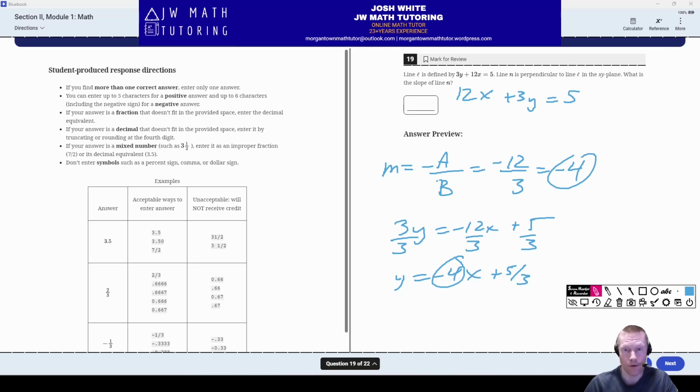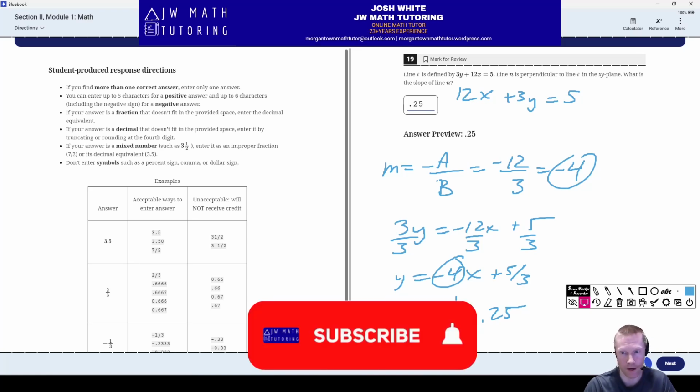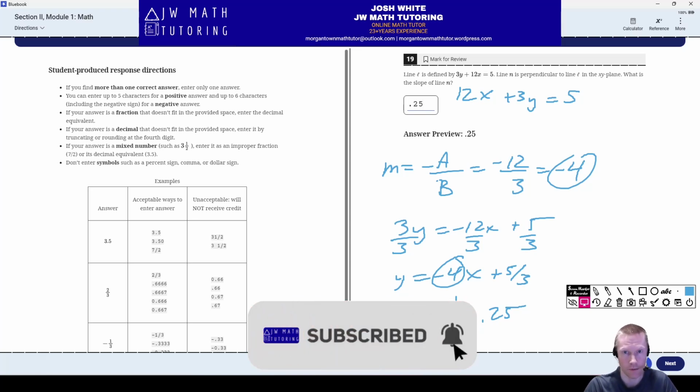Negative 4. So perpendicular lines have slopes that are opposite reciprocals. So negative 4 turns into positive 1/4. You could also write it as 0.25. So either one is acceptable, either 1/4 or decimal form 0.25. That would also be accepted as correct.